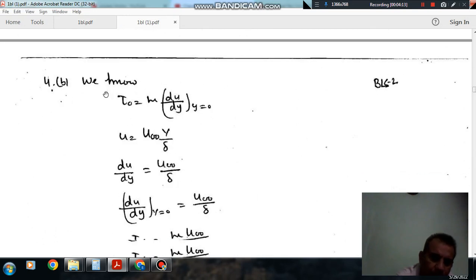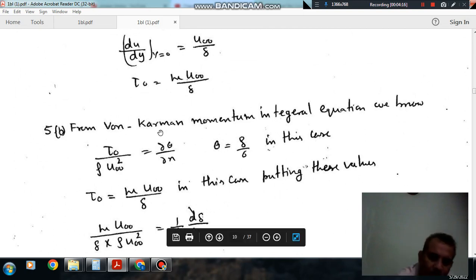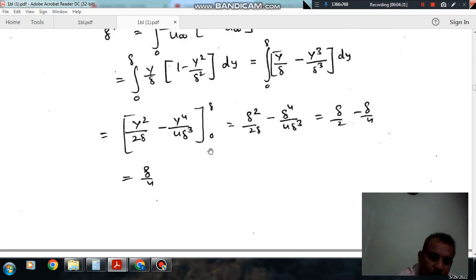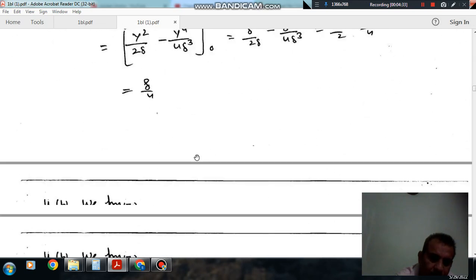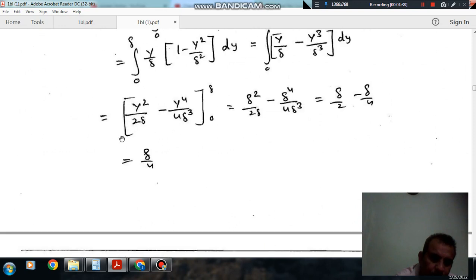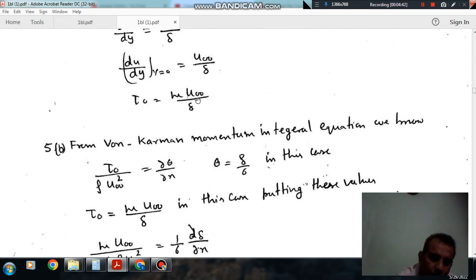So boundary layer thickness: to find out boundary layer thickness in terms of Reynolds number, we use the von Karman momentum integral equation, that is tau naught divided by rho u infinity square is equal to dθ/dx, where theta is momentum thickness and tau naught is shear stress on the wall. Theta we have calculated as delta by 6 in question number 3, and tau naught we have calculated here as mu u infinity by delta.